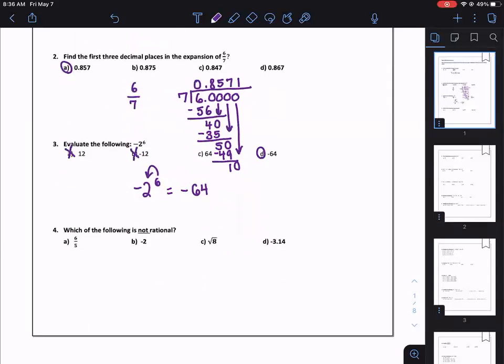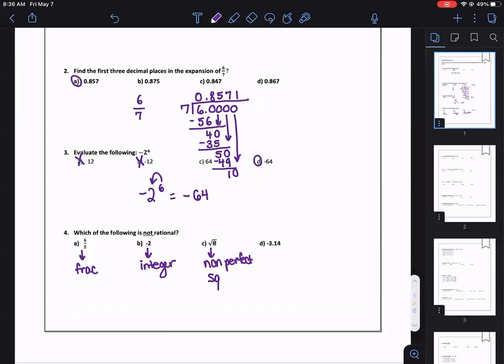When we talk about rationals, we want to be careful. So for our first example, all fractions are rational. This is an integer. All integers are rational. This is a non-perfect square. All non-perfect squares are considered irrational. So the answer is definitely going to be C.